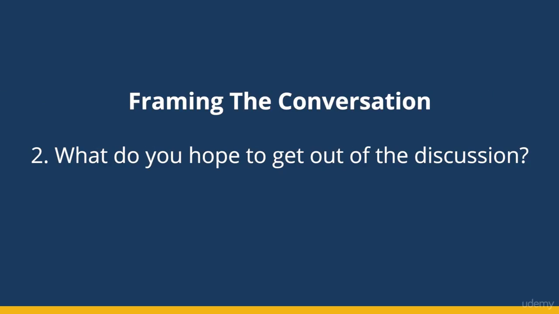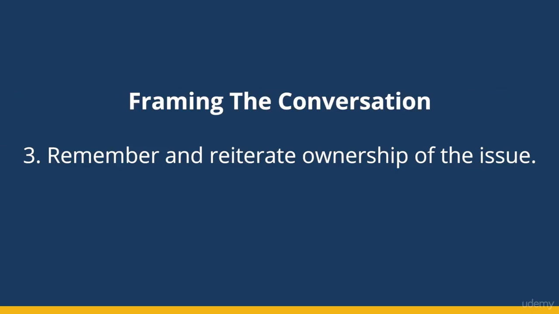Bullet point number 2 should be what you hope to get out of the discussion, reiterating what you decided in the first step. Bullet point number 3 should be reiterating ownership of the issue. Remember, you are responsible. Taking responsibility is not about being at fault or blaming the other person. It's about owning up to the situation and recognizing that you are a part of the issue.